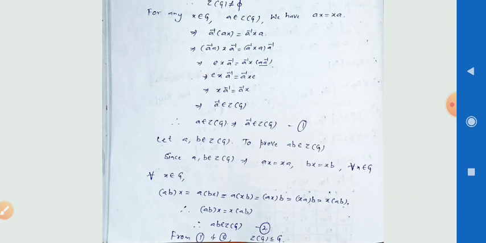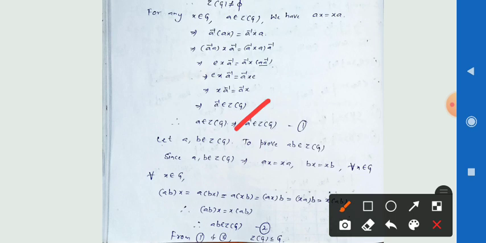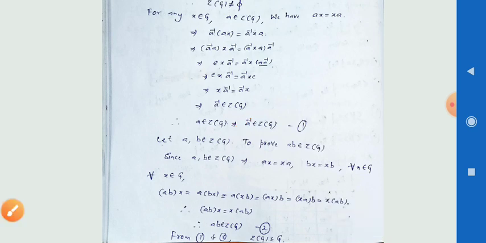From conditions 1 and 2 we have already discussed theorems. By this we get A inverse. Here A inverse belongs to ZG and AB belongs to ZG. By these two conditions we can conclude that ZG is a subgroup of G.